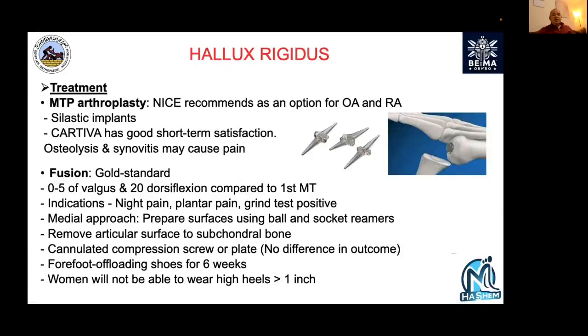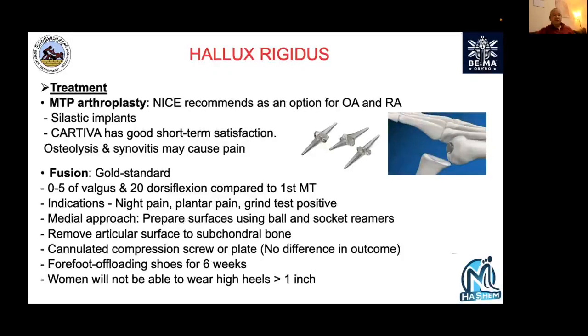Indication: definitely if the patient is in a lot of pain that is not controlled by non-operative measures, or the patient is already in grade 3 and symptomatic and cannot manage his normal daily activities. This is the time the patient needs fusion or arthroplasty, and you have to explain both options.